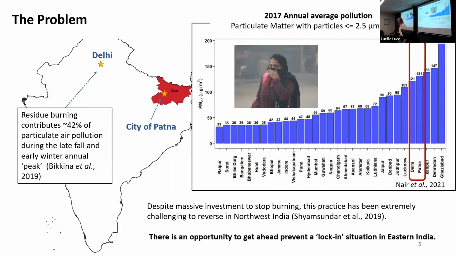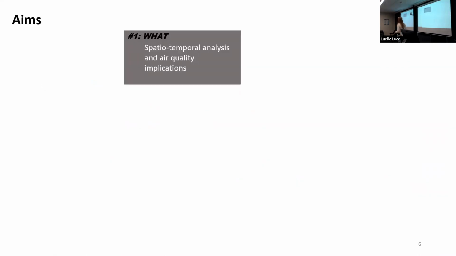And so in the Northwest, it's been a pervasive problem. Even though government has made regulation, put investments into equipment, it's been really difficult to stop and get farmers transitioned out of it. They're essentially locked in. And so for us, it's an opportunity to get ahead of this problem and prevent the lock-in situation in the East. And so my research can be grouped into 3 main bundles.